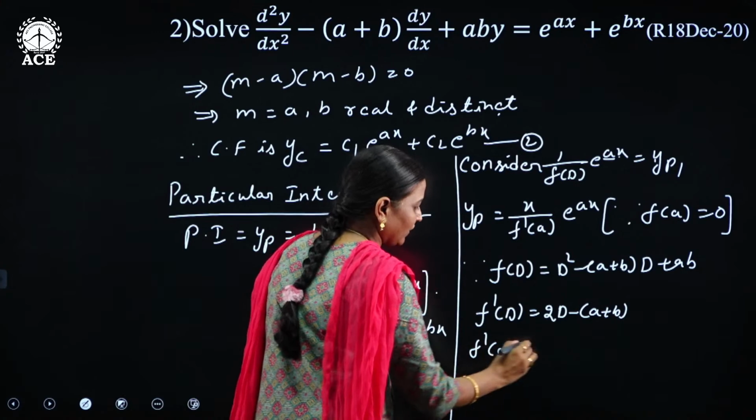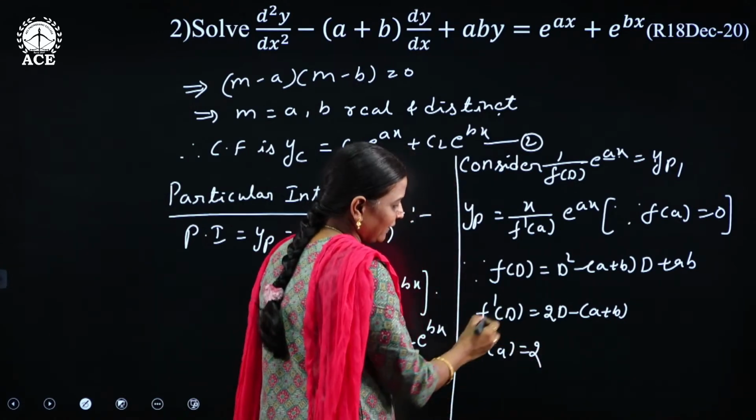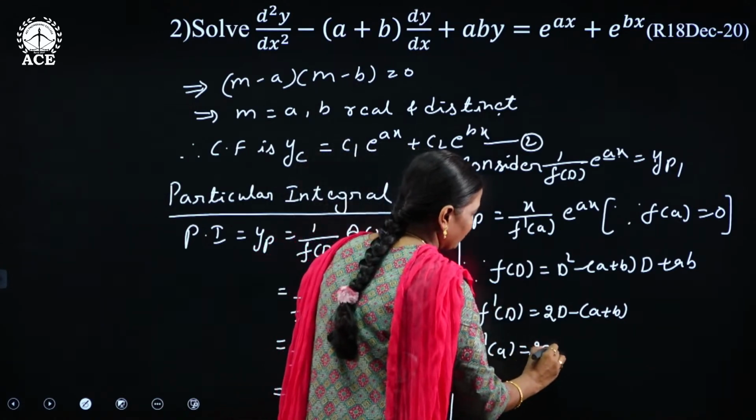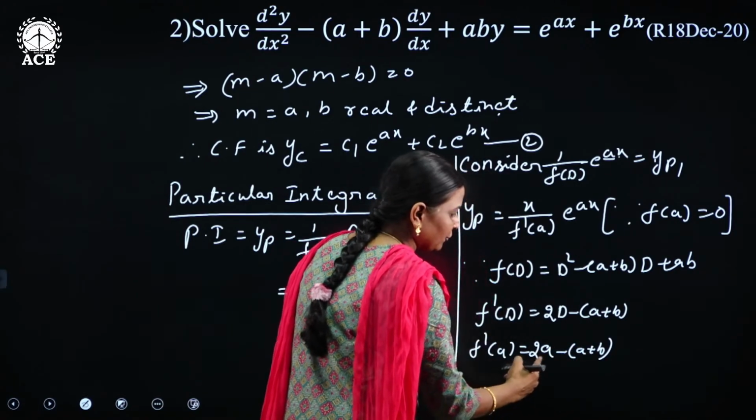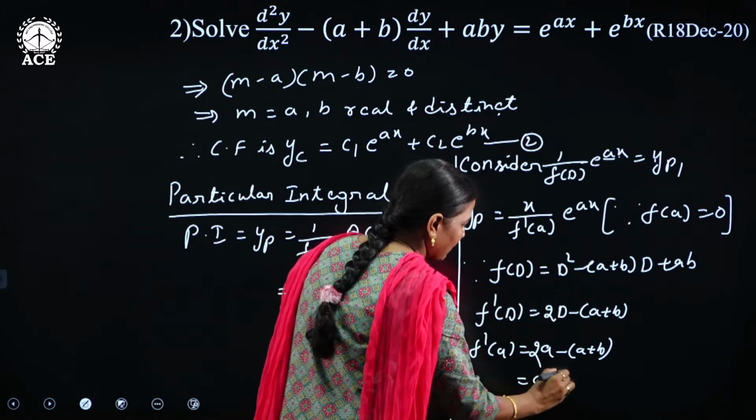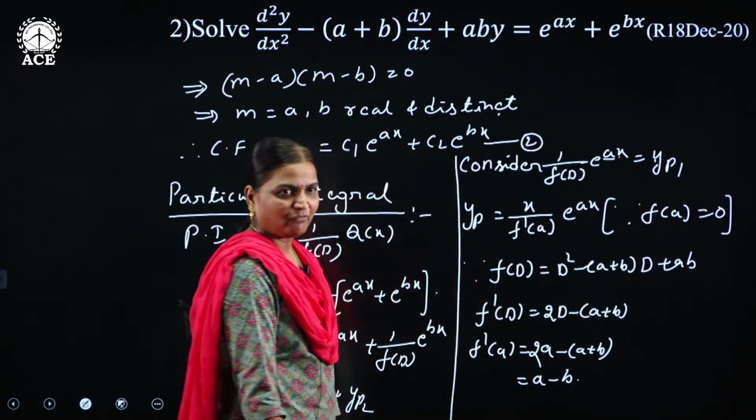What is f dash of a? That means replace d by a in f dash of d. That is 2a minus (a plus b), so that is equal to 2a minus a minus b. So this is f dash of a.